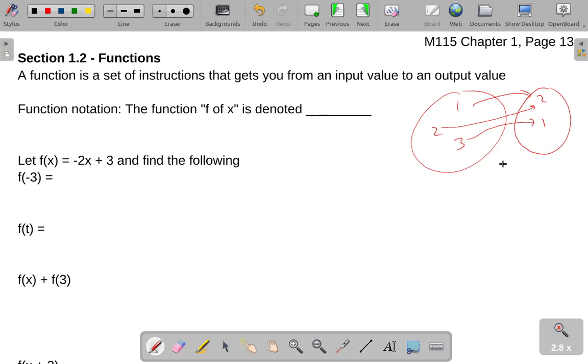They don't have to be numbers. If your input value is red, your output value could be elephant. Usually, since we're dealing with a math class, we tend to deal with numbers as our functions, going from numbers to numbers.